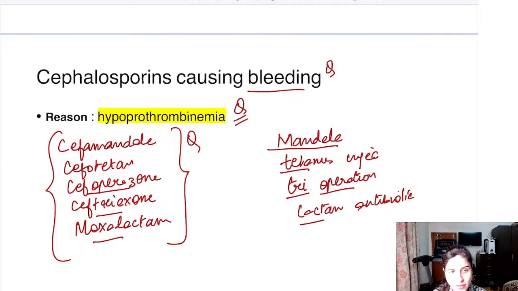And the same story will work for alcohol. Which of the cephalosporins should not be given to a patient who is consuming alcohol, or alcohol is contraindicated with which of the following cephalosporins? The answer would be the same. Whatever they ask, these are your main cephalosporins leading to this, right?